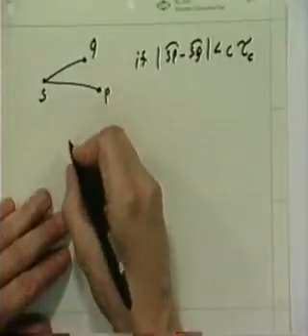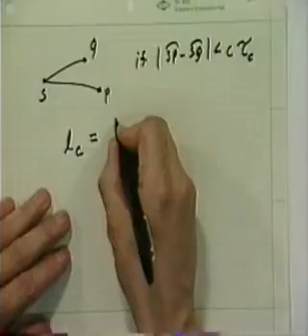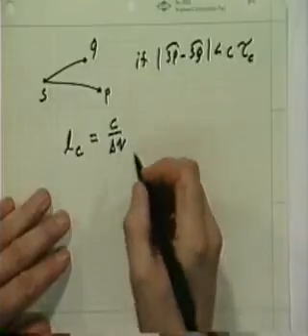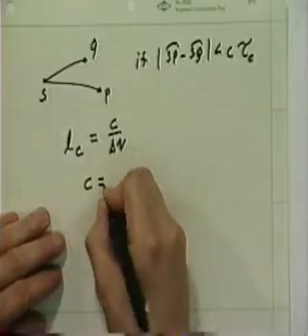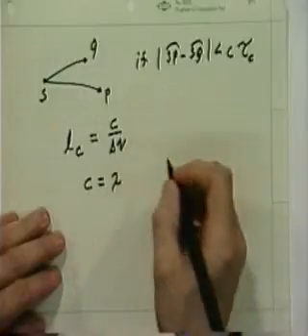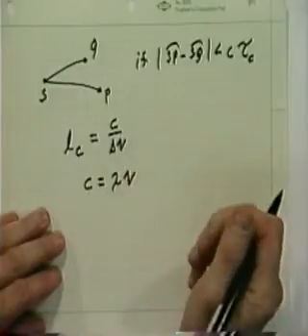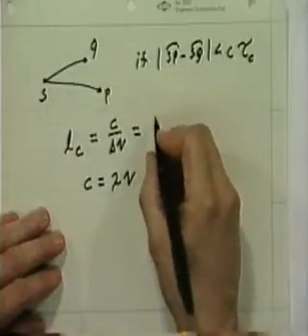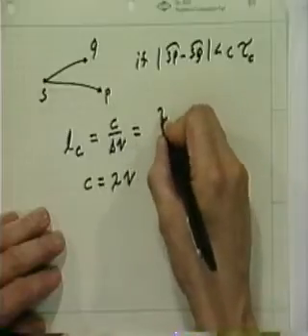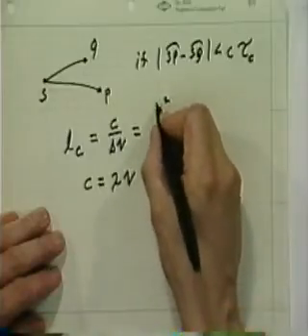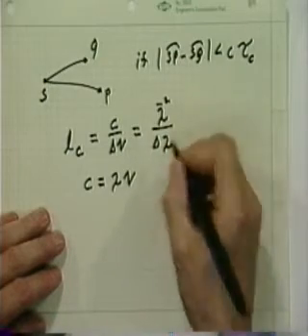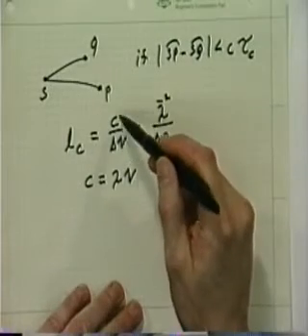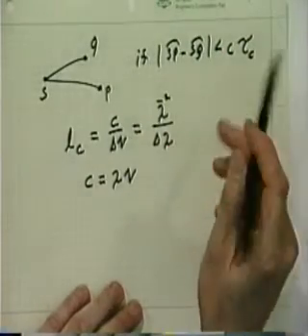And so we have here the coherence length is c over delta nu. Coherence time was 1 over delta nu. And if you play here for a second, you know that c, velocity, is wavelength times frequency. We could play with that for a second, which I'll let you do. And that will end up being that the coherence length is lambda squared, the average value, over delta lambda, the spread in wavelength. So coherence length is c over delta nu, or lambda squared over delta lambda.